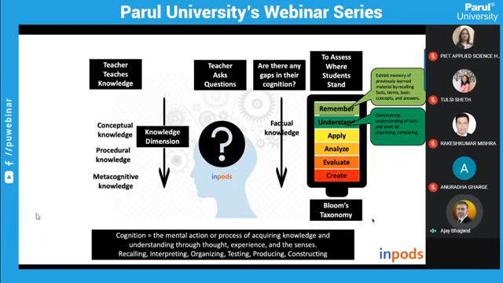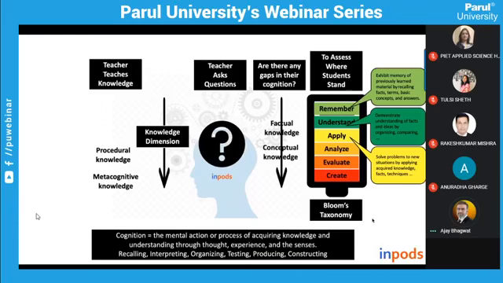So this cognitive process dimension helps the teachers to look at the teaching process from the perspective of how many students are reaching what level of Bloom's taxonomy, or on the scale of the cognitive process dimension. Another example could be, if the teacher is teaching conceptual knowledge, and wants to find out how many students have reached the apply level of the cognitive process, then accordingly the question could be framed.